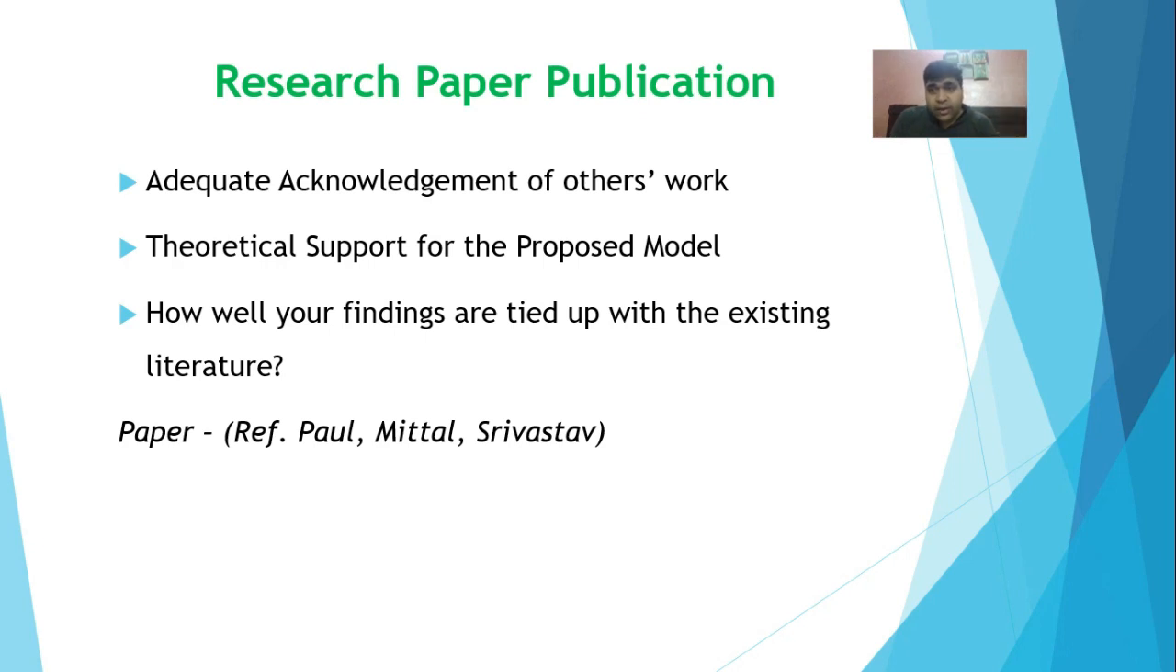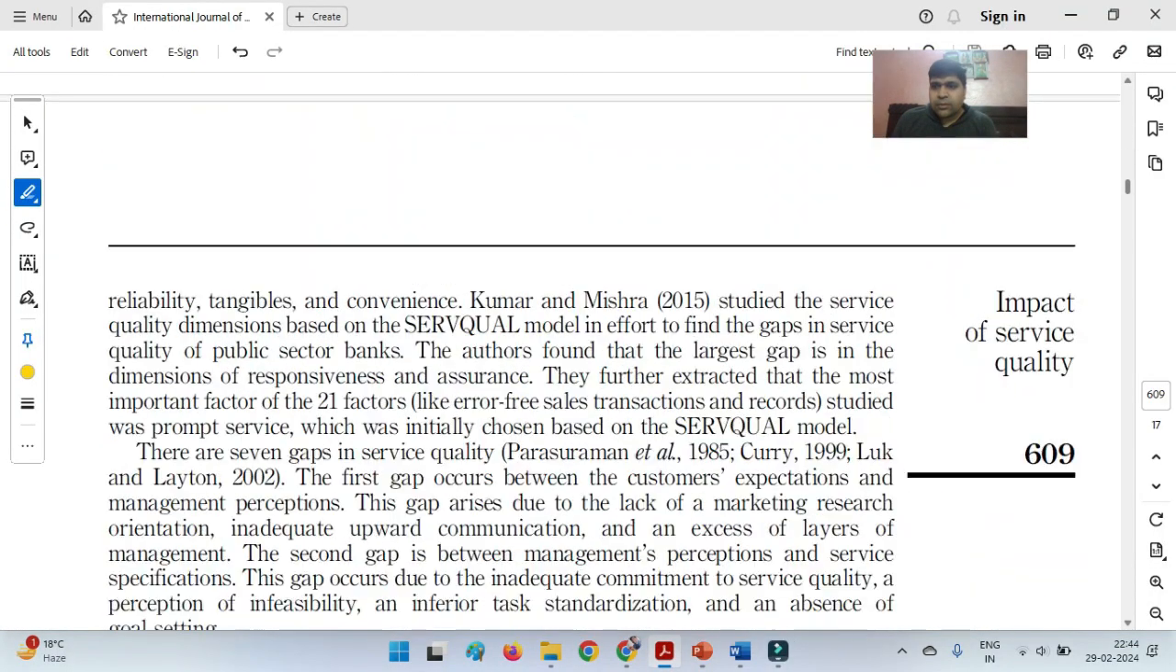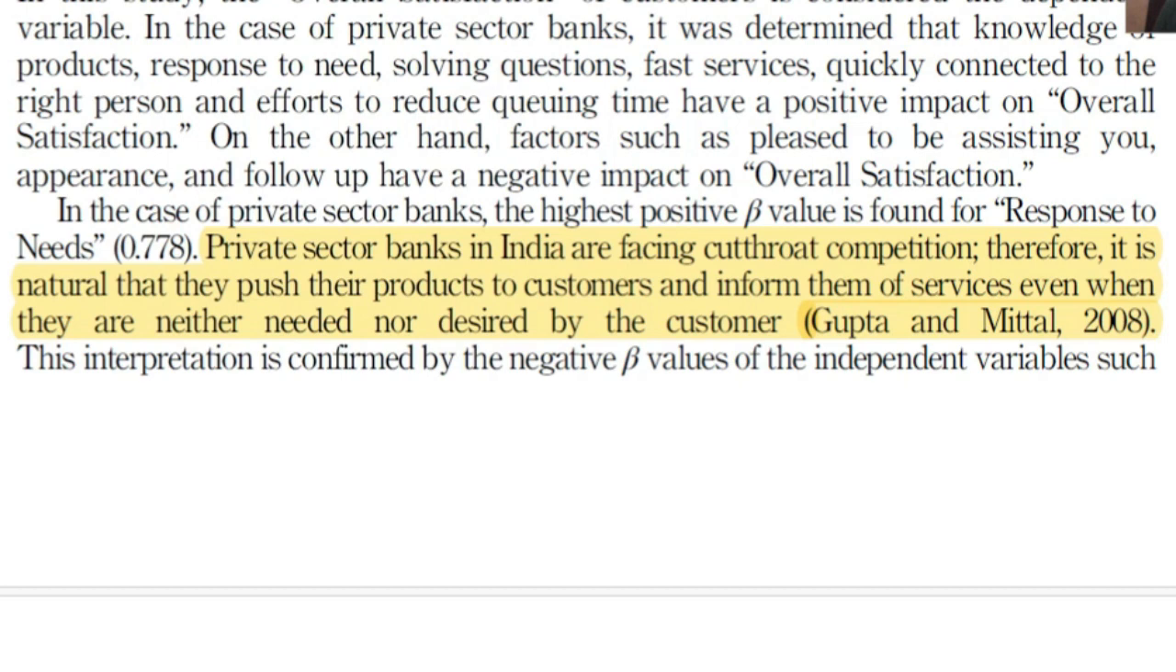Now, when you write the findings of your study, you need some support of existing literature, especially while publishing a research paper. So I'll show you that paper and how they're tied up. We go to page number 1615. One of the findings is private sector banks in India are facing cutthroat competition. Therefore, it is natural that they push their products to customers and inform them of services even when they are neither needed nor desired by the customer.